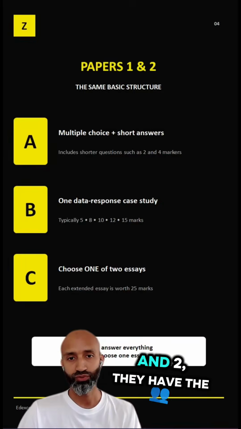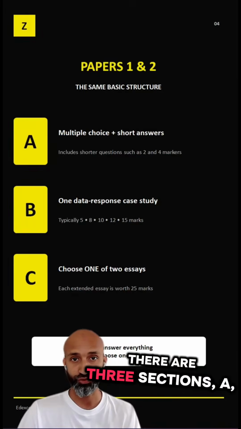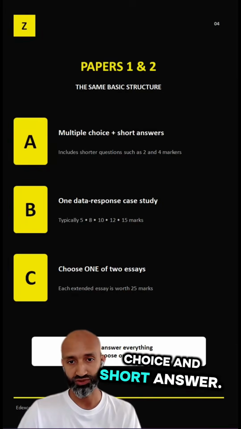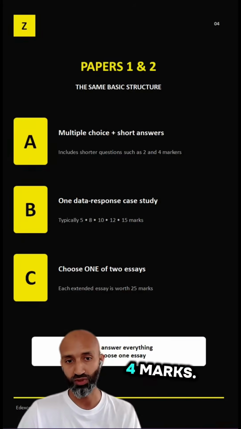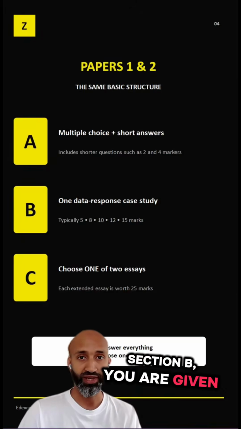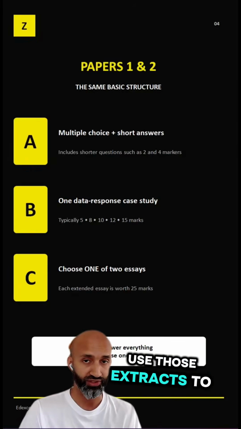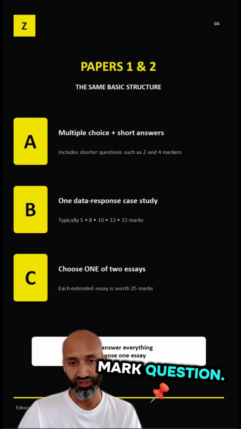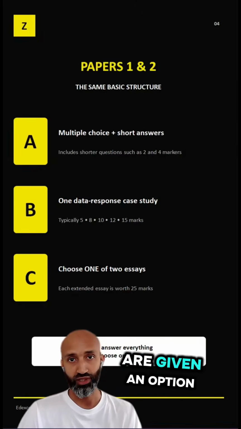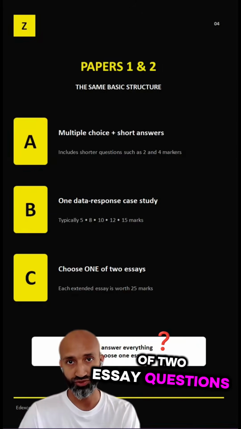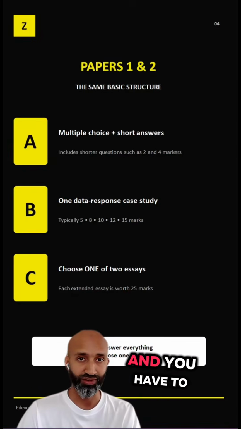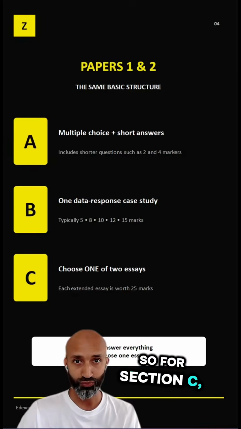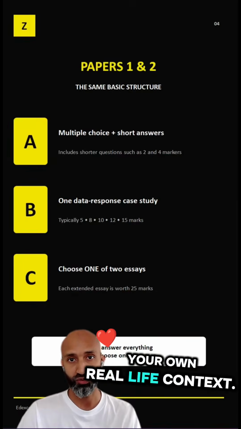So papers 1 and 2, they have the same structure. There are three sections, A, B, and C. Section A, you're looking at multiple choice and short answer, for example, 2 marks and 4 marks. Section B, you are given some extracts, and you have to use those extracts to answer a 5, 8, 10, 12, and 15 mark question. And section C, you are given an option of 2 essay questions worth 25 marks each, and you have to pick one and answer that. There's no case study. So for section C, that's where you're bringing your own real life context.